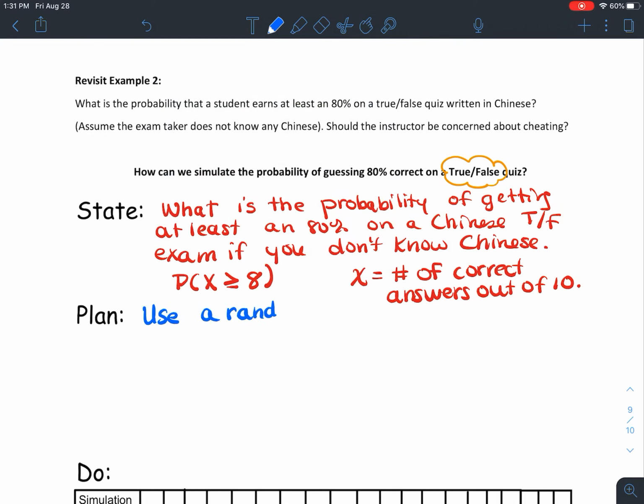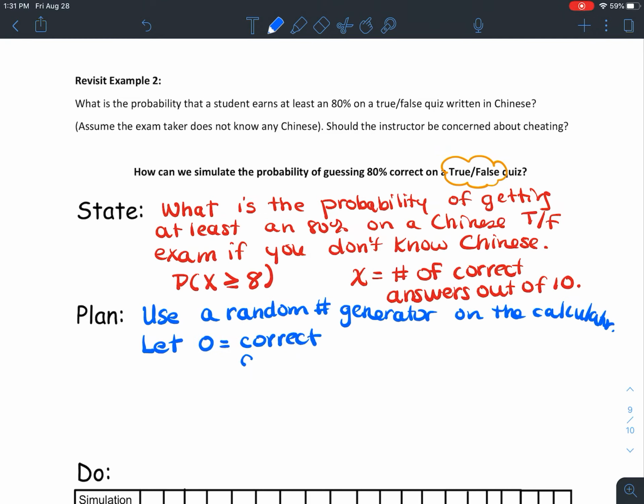So the plan part of these simulations is where you have to write out a lot of details. Okay, so I'm going to go ahead and say we're going to use a random number generator on the calculator. So I'm saying what tool I'm going to use. And then I need to explain what my numbers are going to represent. Like in the previous problem, we let 1 through 5 each represent each of the different NASCAR drivers. Okay, remember this is a 50-50.